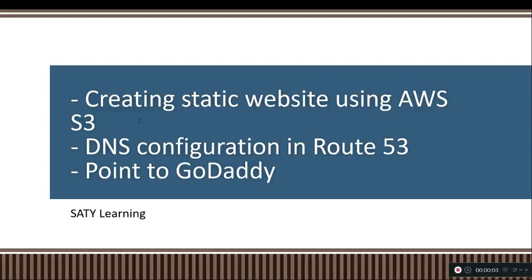Welcome friends, today we are going to learn how to create a static website using AWS S3 and configure DNS in AWS Route 53. Then we will go to the GoDaddy website and point our DNS entry in GoDaddy, and we will launch our own website.